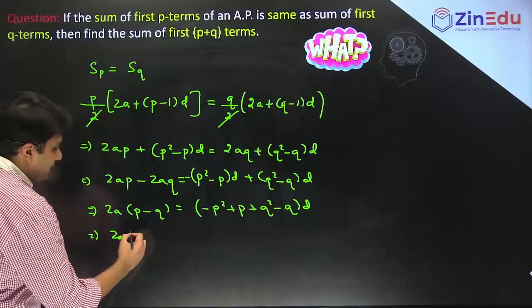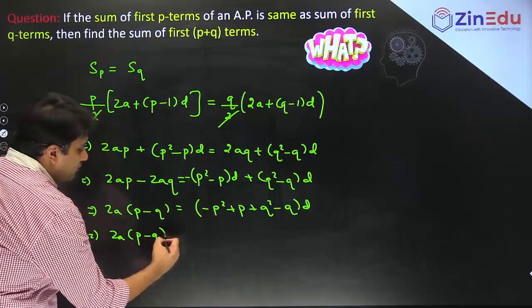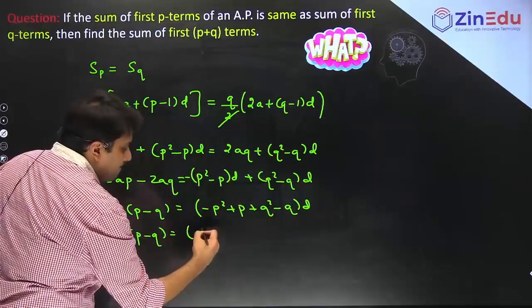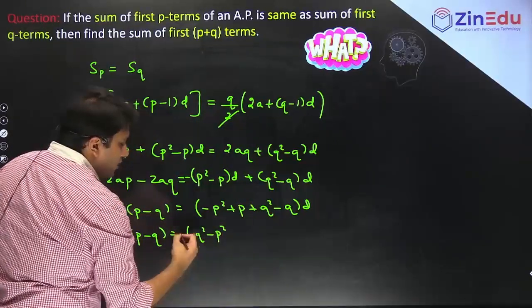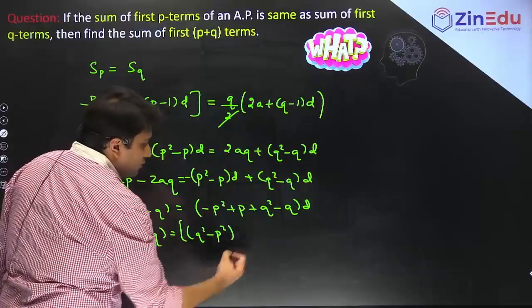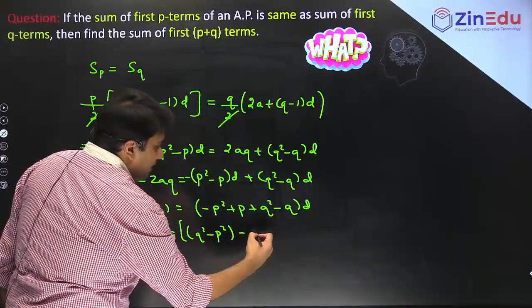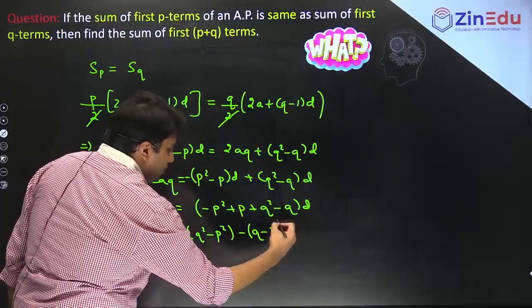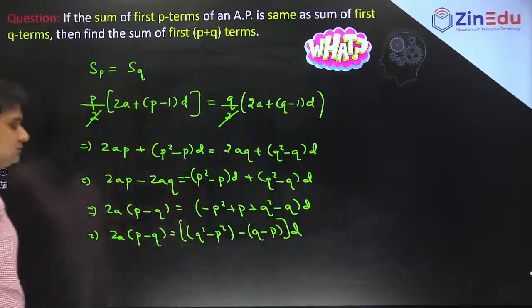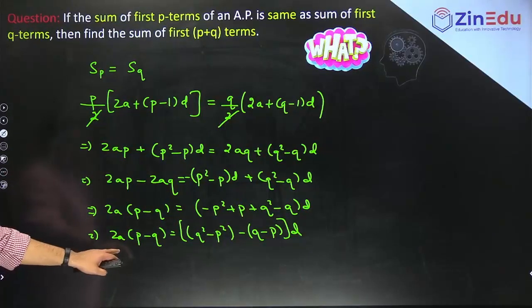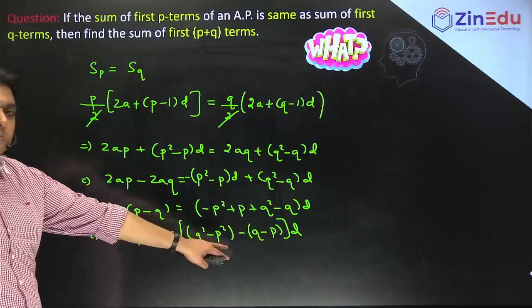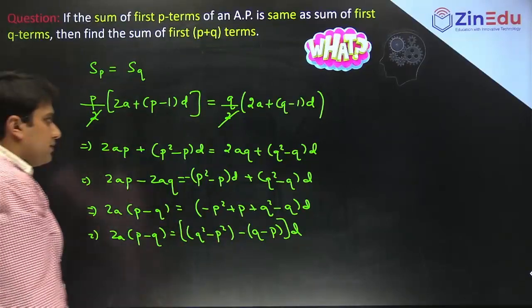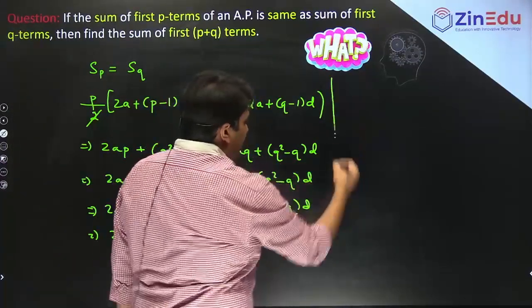So in the next step, I can say 2a into p minus q. We will try to simplify the RHS part. So I can say q square minus p square together, and I am taking minus 1 common, so it will be q minus p whole into d. So now we can see this is the a square minus b square identity, that is a plus b into a minus b. So let us try to move ahead.